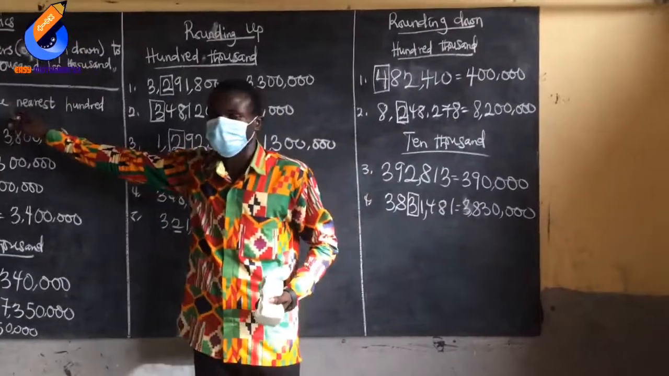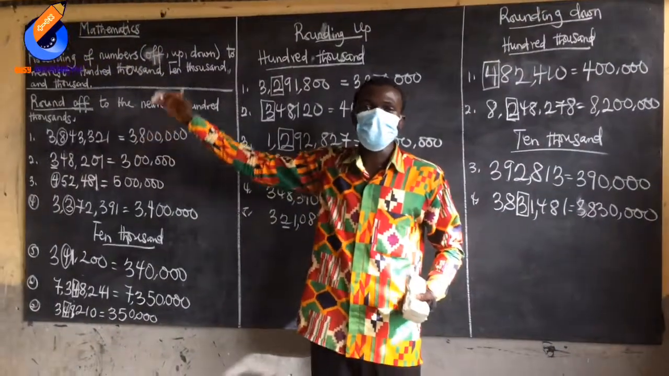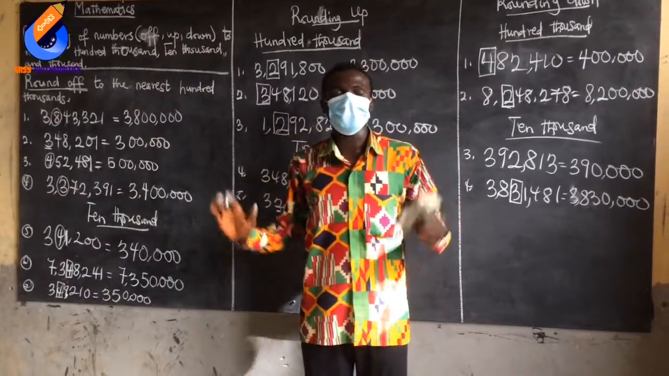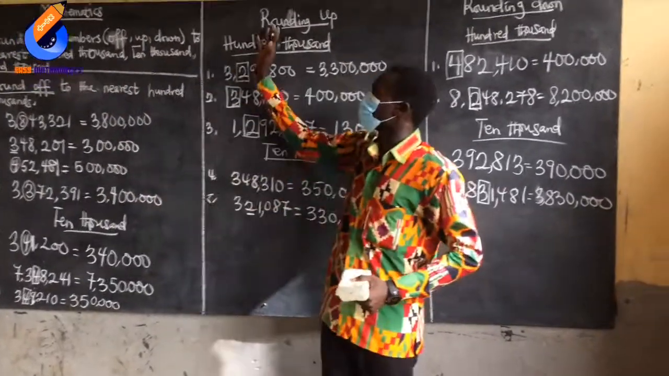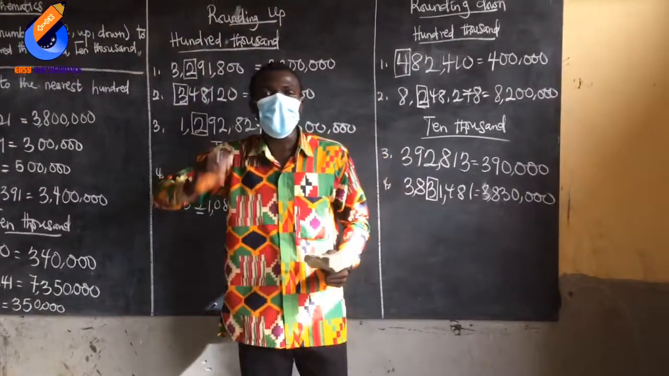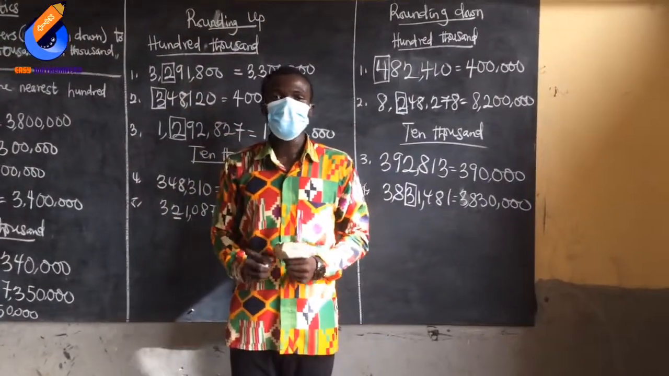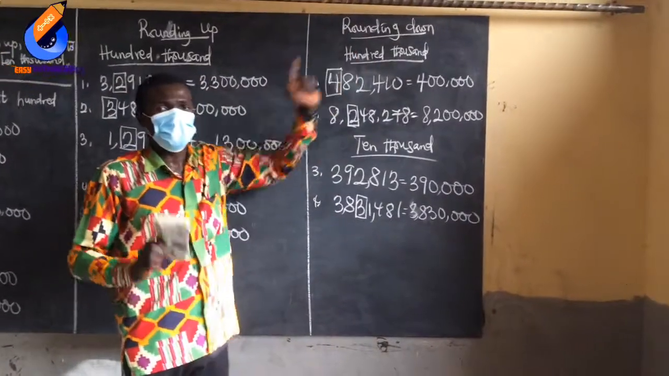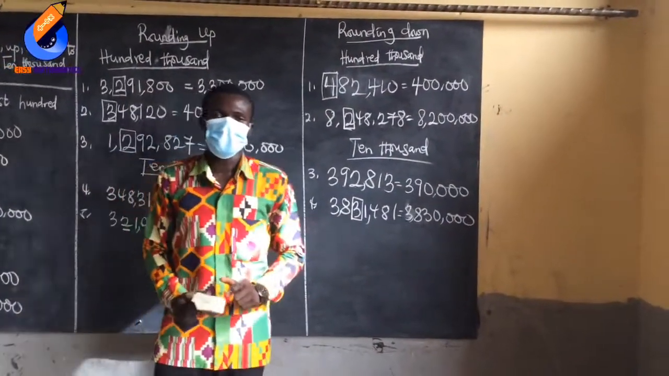When it is rounding off, check. If it is more than 5 or equal to 5, you add 1. If it is less than 5, you maintain it. But if it is round up, automatically add 1 to the digit. But if it is round down, don't change the number, maintain it.